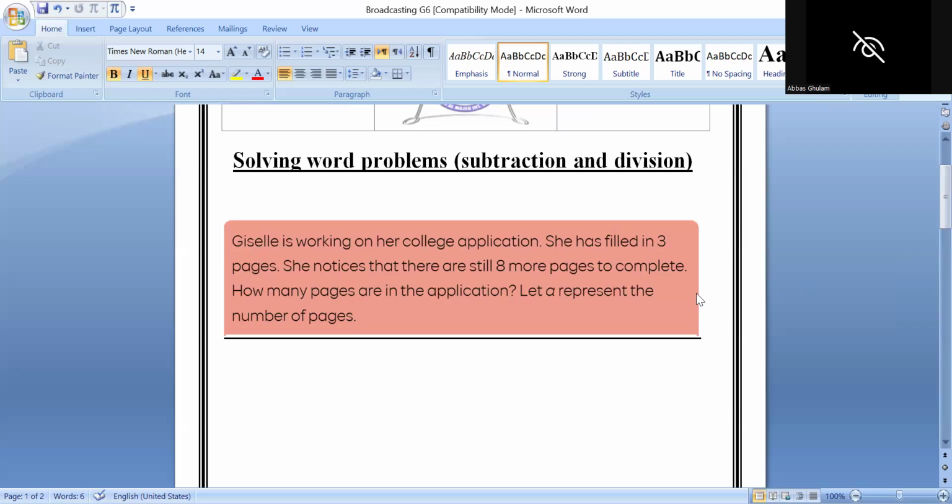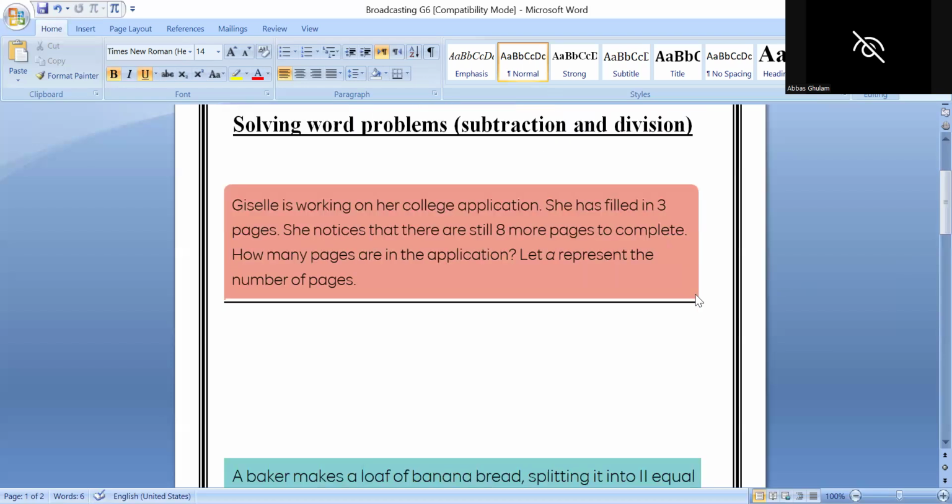For example, number one, here is in front of you. Sally is working on her college applications. She has filled up 3 pages. She already wrote 3 pages. She noticed that there are still 8 more pages to be completed. So how many pages are in the application?